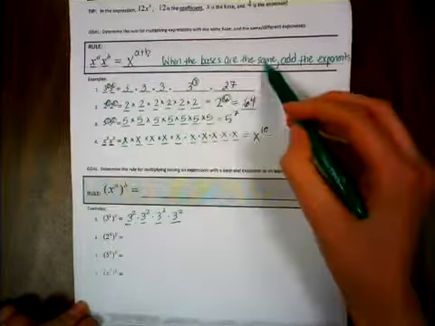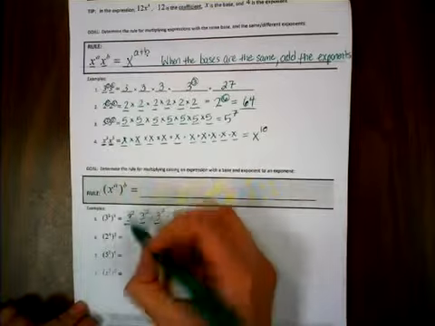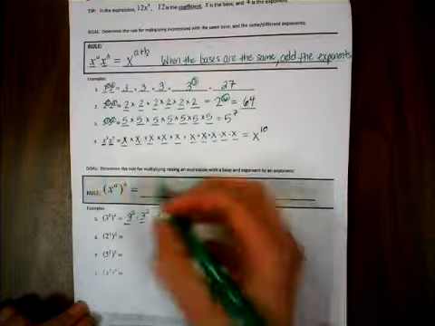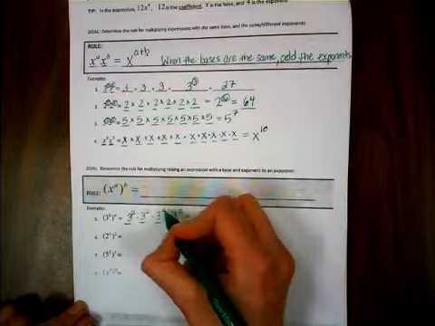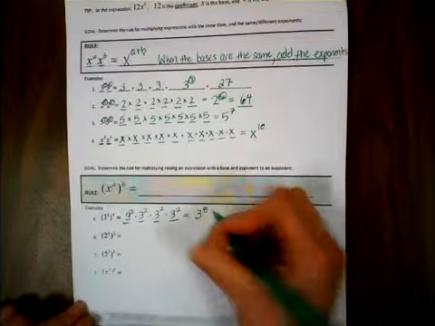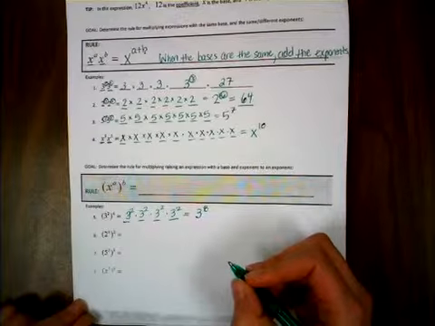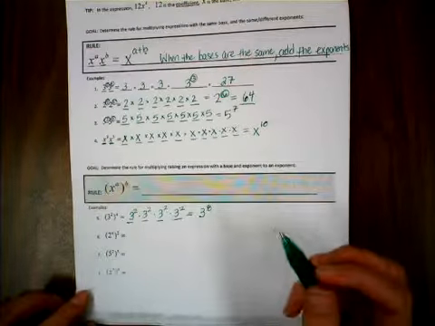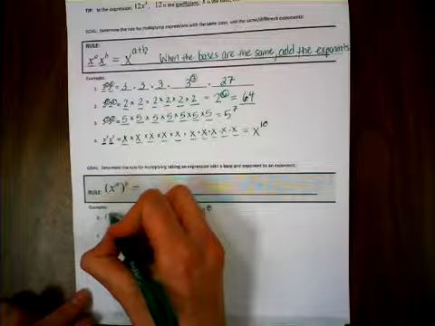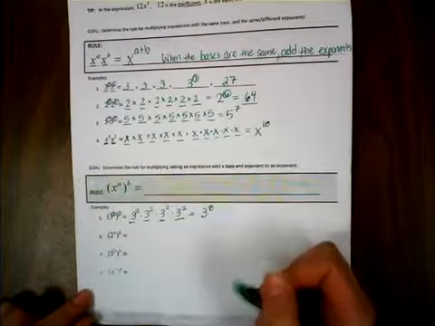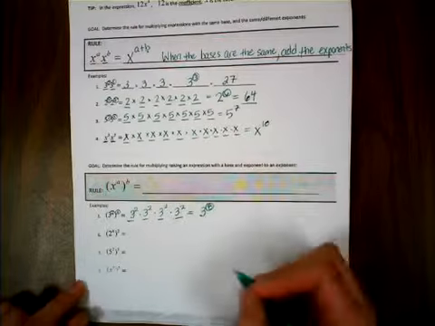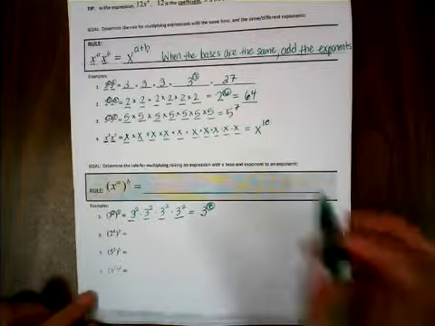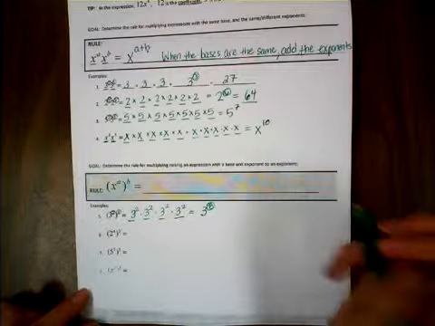When the bases are the same, add the exponents. My bases are the same, so I can add the exponents. 2, 4, 6, 8. So that would be the same as 3 to the 8th. Now again, I always want to look for patterns and see if I can find a bigger rule. So when I see 3 to the 2nd and 3 to the 4th, and then I see that I ended up with 3 to the 8th, I have a feeling that I might be multiplying those exponents, but I want to do a couple more examples to make sure.